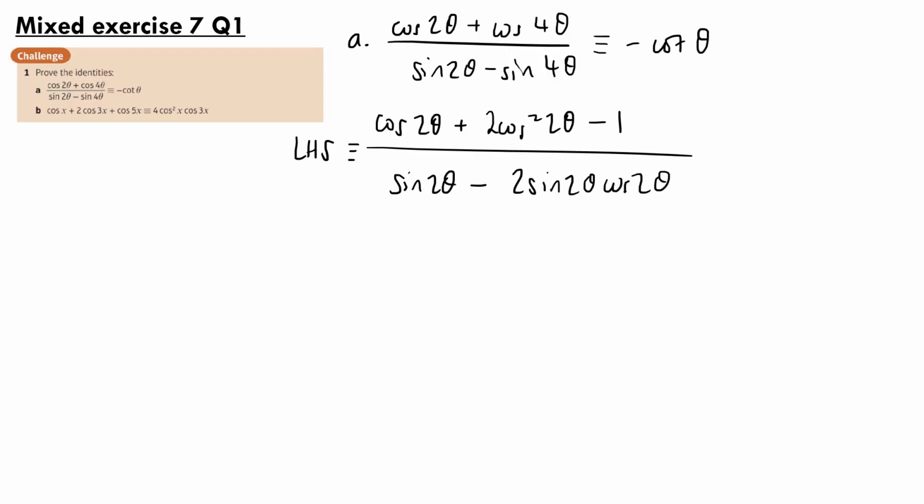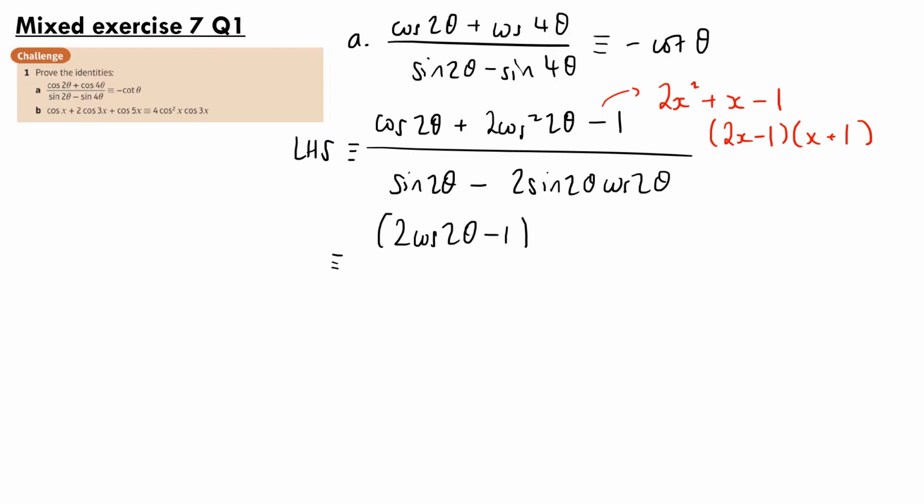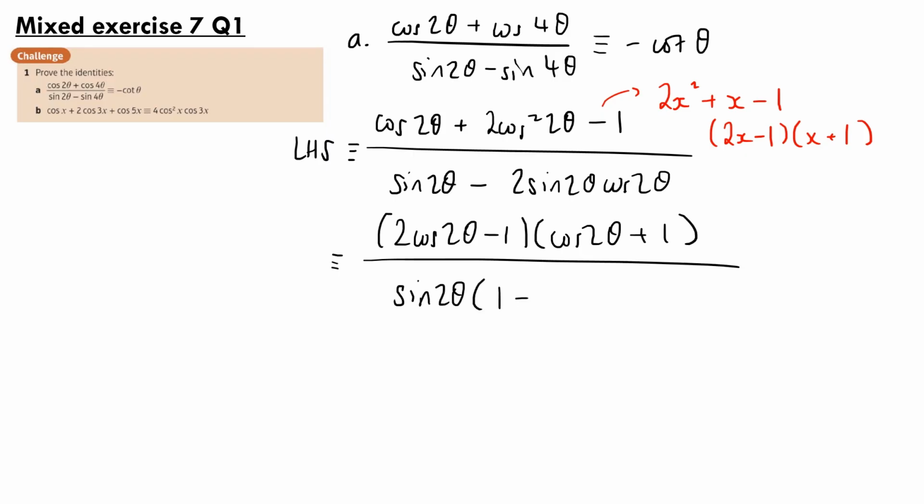Okay, and now we can do a little bit of work with the top. So this is really like a hidden quadratic in cos of 2 theta. So you can imagine this as being 2x squared plus x, take away 1, which you can factorize into two brackets as 2x minus 1, x plus 1. So on the top we're going to have 2 cos 2 theta minus 1 and cos of 2 theta plus 1 being multiplied together, all over sine of 2 theta multiplied by 1 minus 2 cos 2 theta.